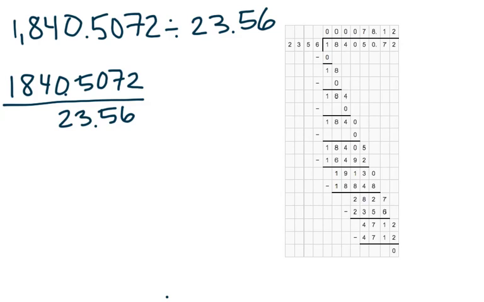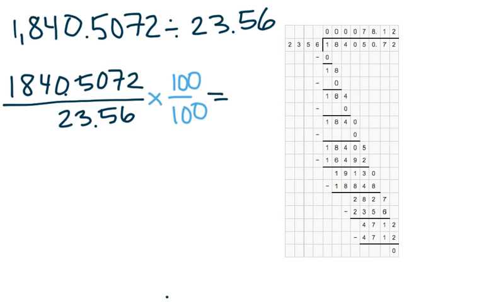For this problem, I'm dividing 1,840 and 5,072 10,000ths by 23 and 56 hundredths. So when I write this in its fraction form, I realize that multiplying numerator and denominator both by 100 would give me a whole number divisor, which would definitely be helpful.